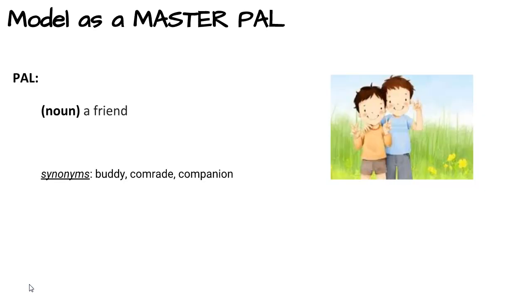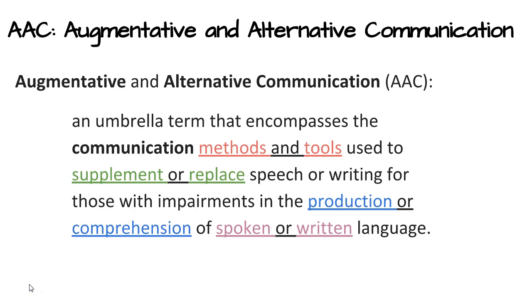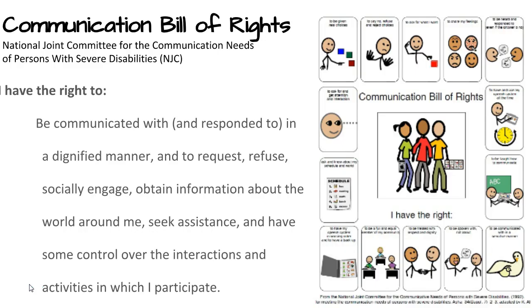Just as a reminder, we are working with the terms master and pal. Pal referring to a friend, a support partner, a communication partner, someone who's there to support you. And a master is someone who is skilled at a particular practice. Again, when we reference AAC, we're referencing augmentative and alternative communication, which is an umbrella term encompassing all the communication methods and tools that someone might use to supplement or replace spoken or written language.